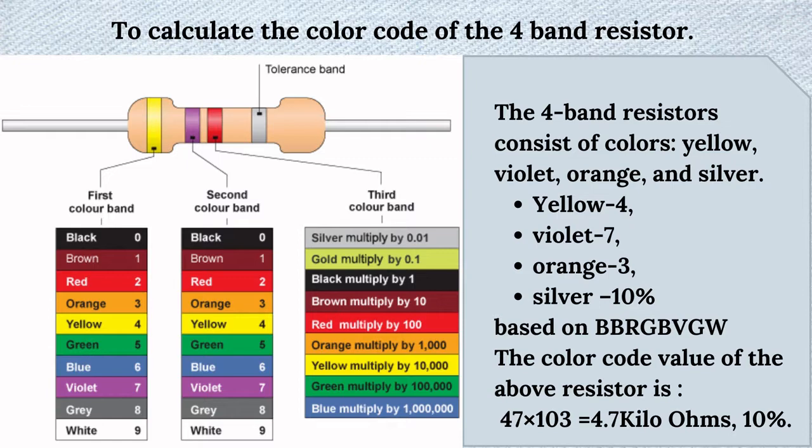To calculate the color code of the 4-band resistor: the 4-band resistor consists of the colors yellow, violet, orange, and silver. Yellow 4, violet 7, orange 3, silver ±10%, based on BBROYGBVGW. The color code value of the above resistor is 47 times 10^3 equals 4.7 kilo ohms, ±10%.